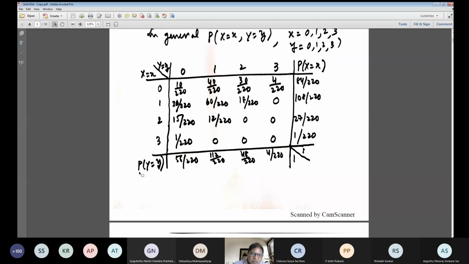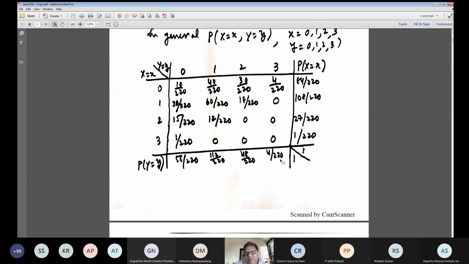Similarly, the last row: here we summed the row, now we have summed the column. This gives you the probability mass function of Y. So Y equal to 0 is 56 by 220, Y equal to 1, 112 by 220, Y equal to 2, 48 by 220, Y equal to 3, 4 by 220.